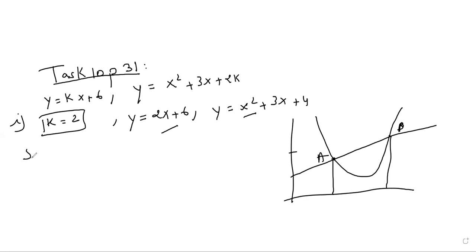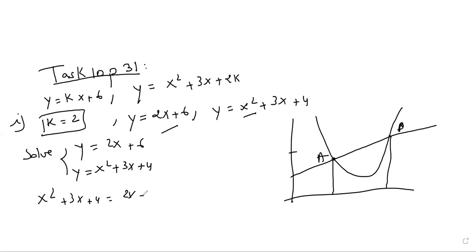So how will I find the 2 points? I need to solve the system: y is equal to 2x plus 6 and y is equal to x squared plus 3x plus 4. Y is equal to this and y is equal to this, so I have the equality of the 2 parts. So I have x squared plus 3x plus 4 is equal to 2x plus 6.